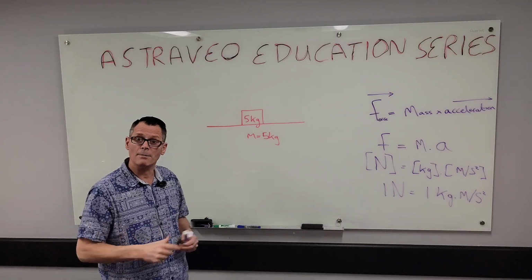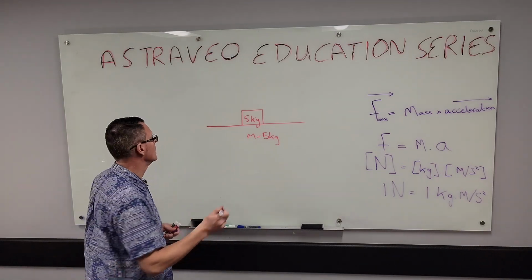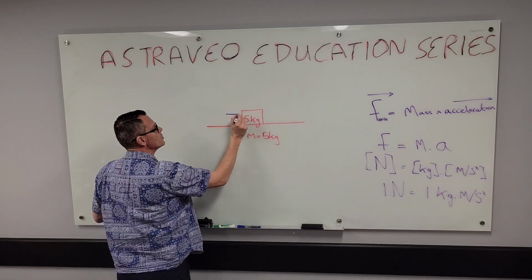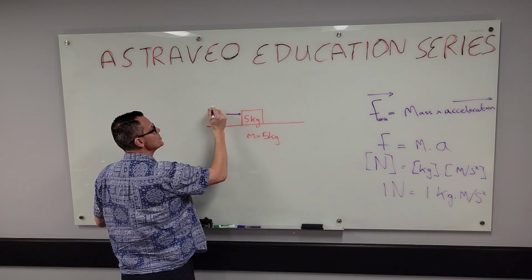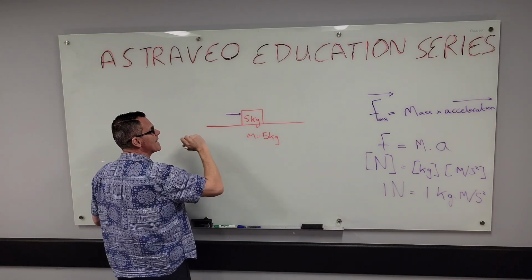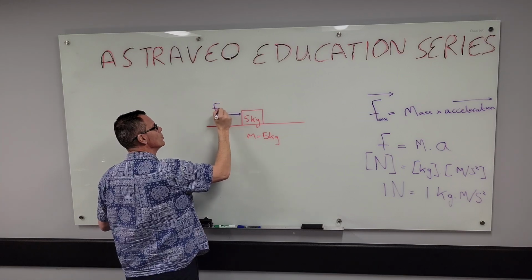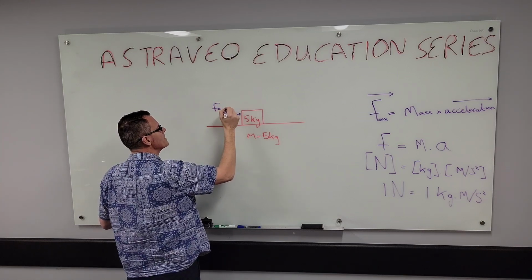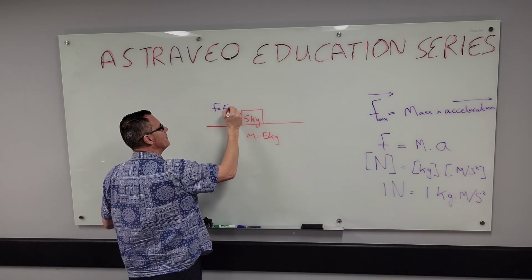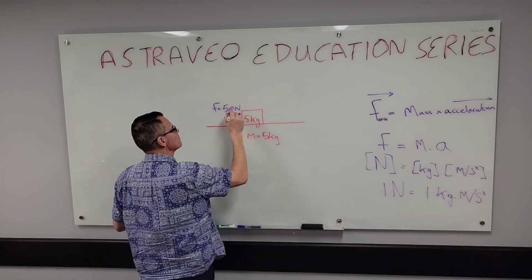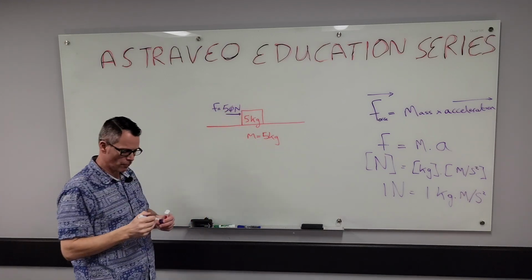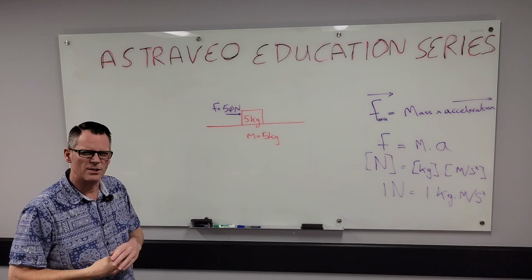Now, if we have a person who is able to push this block with a certain force, we should be able to work out its acceleration. So I'm going to have a person push this block, and I'm going to assume that person is able to push this block with a force equal to, let's give it a nice sensible number here, 50 newtons. Now that's quite a big force, but that's okay. A 5 kilogram block is not so big.